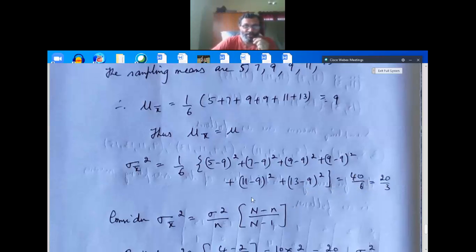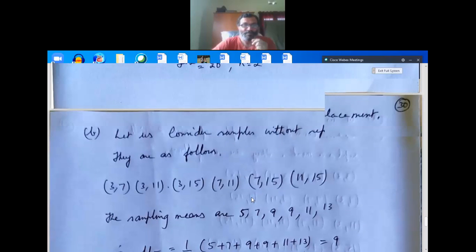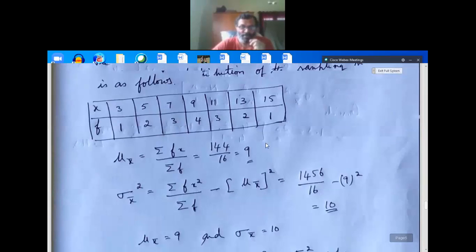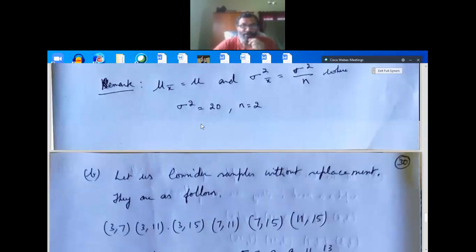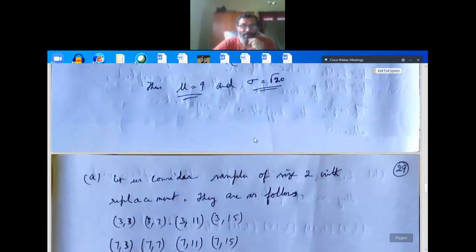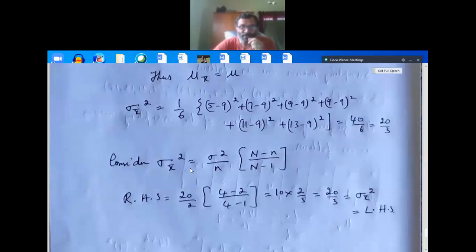Now we have to show this, which is there in the question. I have to show the left hand side is equal to the right hand side. The second part I already showed, so I wrote it here. Now we take the right hand side. Sigma squared is 20, from here you got it. Sigma is root 20, so sigma squared is 20.